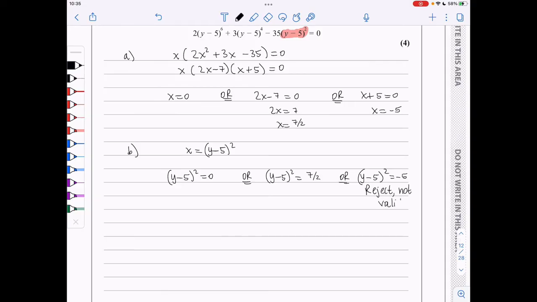Now for the first part, y minus 5 all squared is 0, we just get y is 5, and y minus 5 is plus minus the square root of 7 over 2. Do not forget the plus minus here, so y is 5 plus minus the square root of 7 over 2. So a total of 3 solutions.